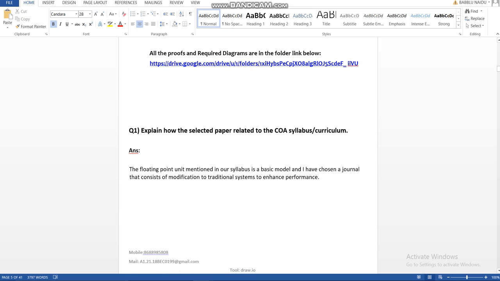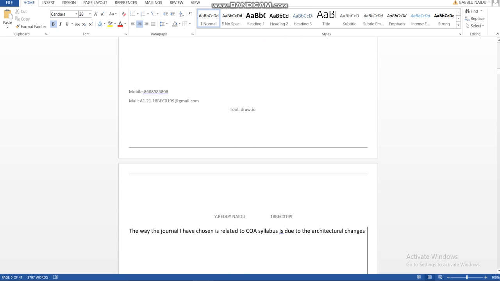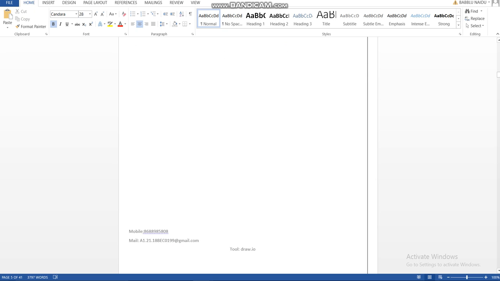The floating point unit mentioned in our syllabus is a base model, and I have chosen a journal that consists of modifications to traditional systems to enhance performance. The journal I have chosen relates to the syllabus through architecture changes.